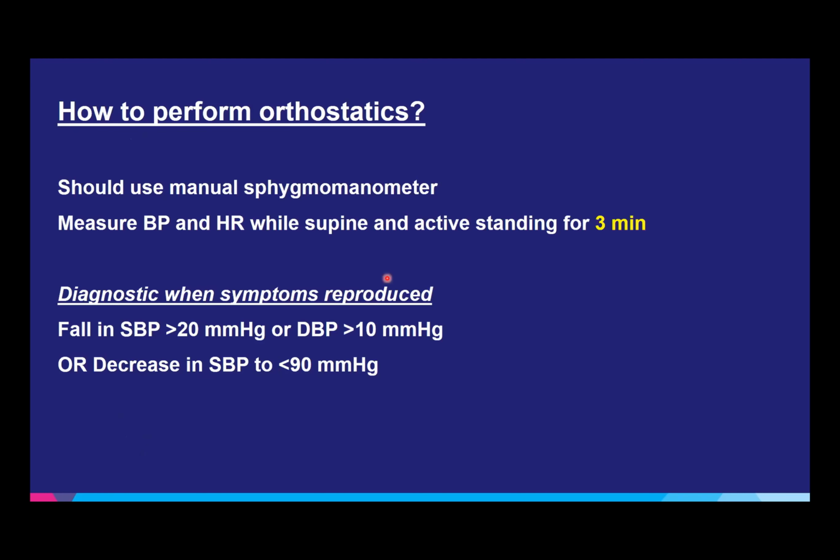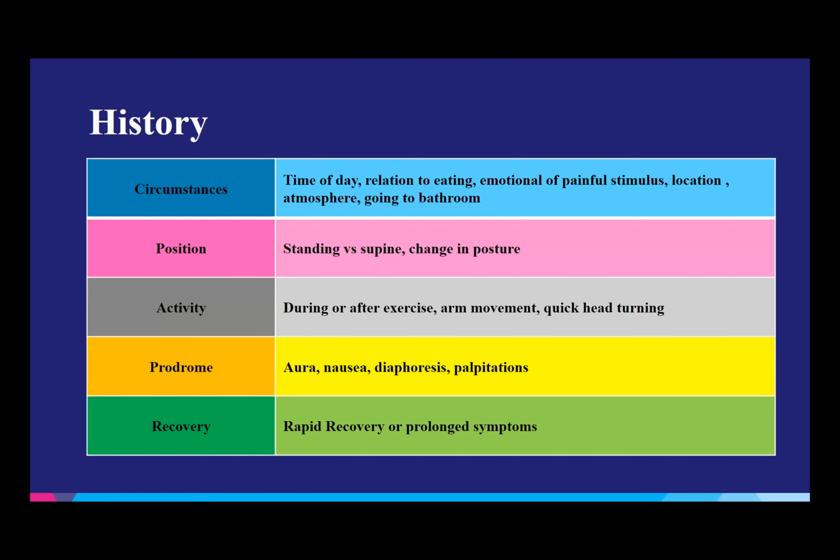And again, just perseverating on my same old thing. How do you measure orthostatics? Measure it lying down, stand them up, wait 3 minutes before you cycle. And if you have a fall of 20 in your systolic blood pressure or 10 in your diastolic, that's a positive orthostatic.